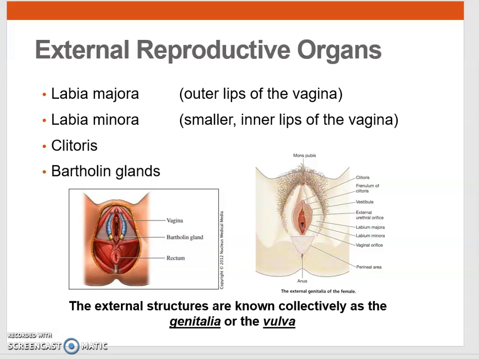Externally, we have the labia majora. These are the outer lips of the vagina, the labia minora, the smaller inner lips of the vagina, the clitoris, and the Bartholin glands. And you see these depicted here. Of course, on the right, we see the classic anatomy. On the left, we see anatomy with the outer tissue layers removed, so you can see the musculature and some of the anatomy that's just beneath the skin surface.